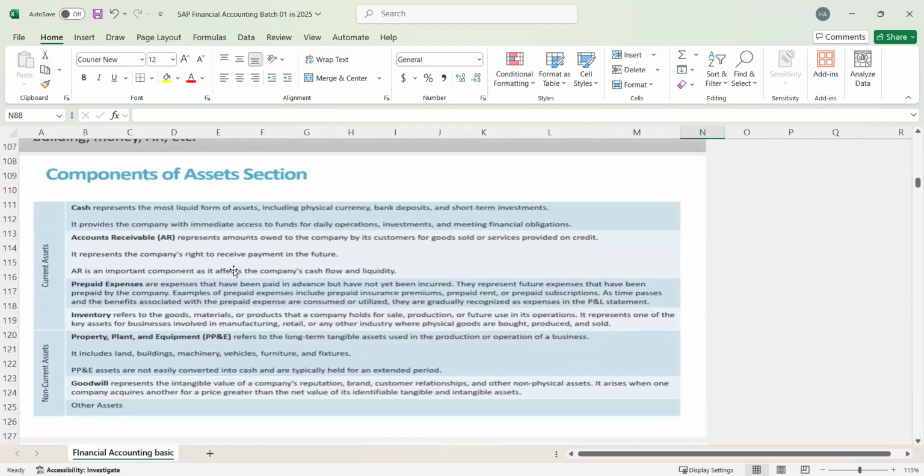So what are the components of an asset? The components that make up the asset section are your current assets and your non-current assets. Like I said, you have current assets. This is the structure based on the IFRS standard. You need to show your current assets, and you need to also show non-current assets based on reports. So under current assets, we have cash, accounts receivable, prepaid expenses, and inventory.